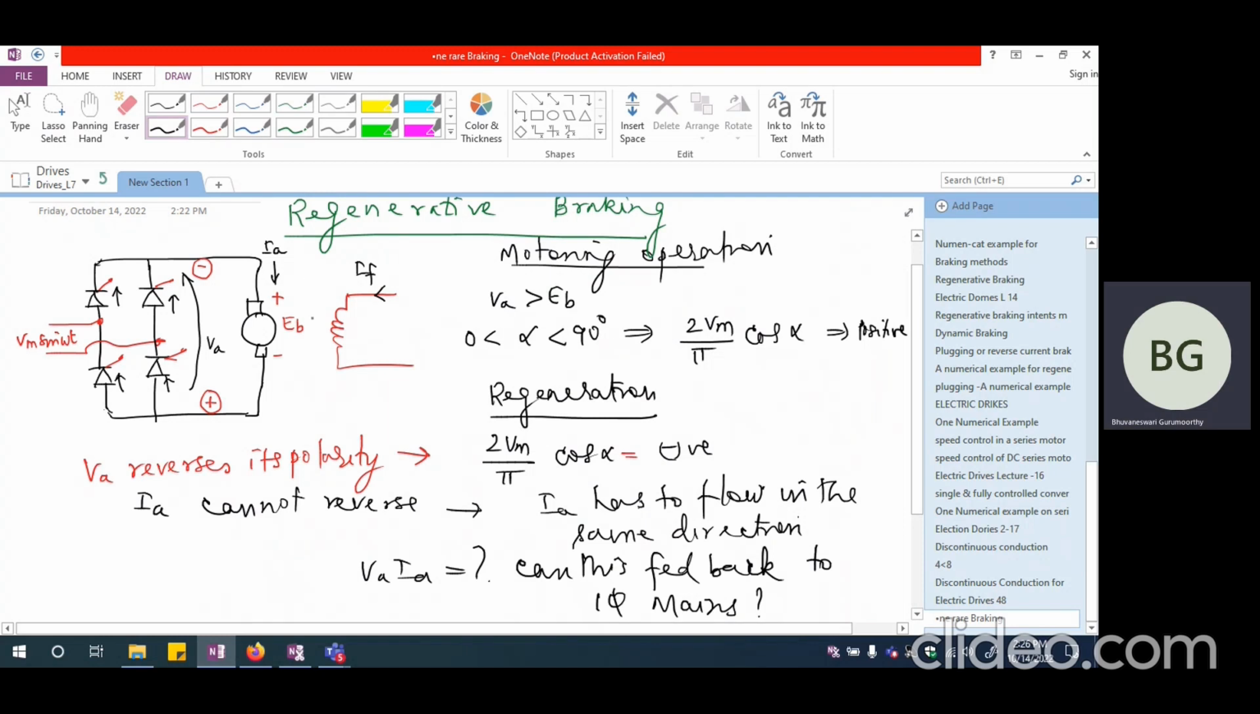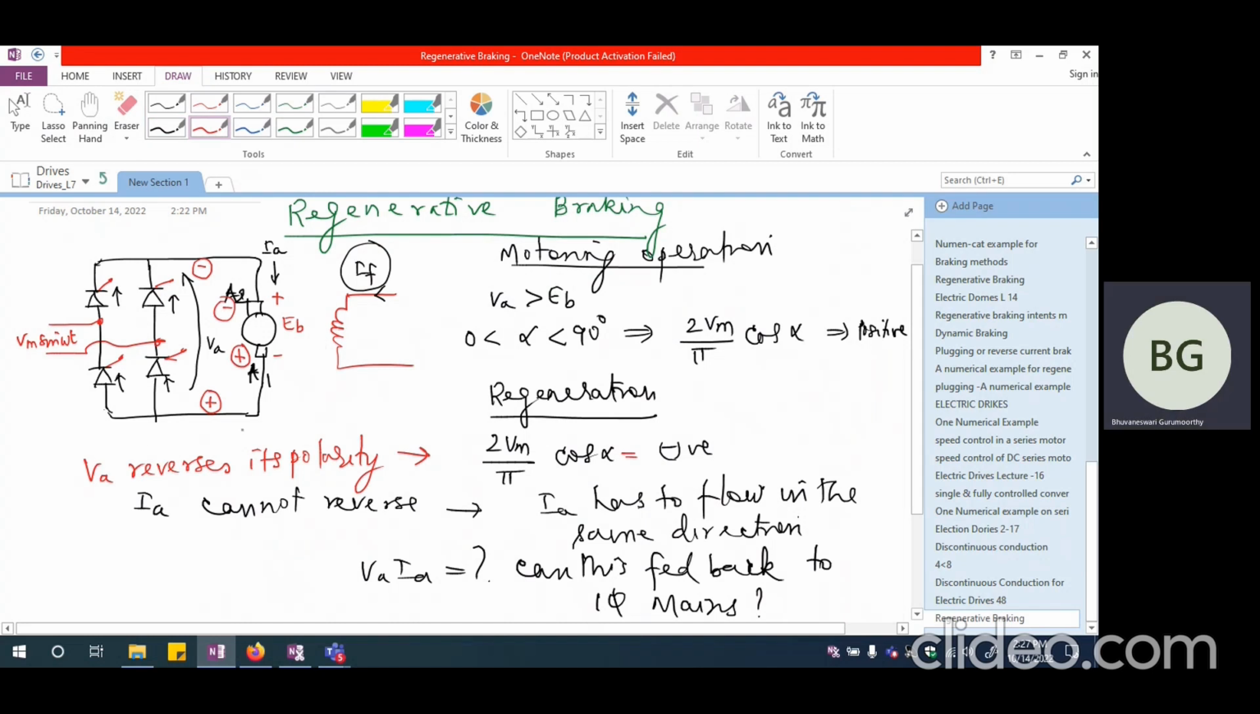So let us say either I reverse the direction of field current, or I reverse the armature connection. Say this is A1 and this is A2. Now what I'm going to do is to reverse this connection itself. I want to make this as A2 and this as A1. If I am able to do that, then automatically the back EMF would also reverse its polarity. It will have plus here and minus here.